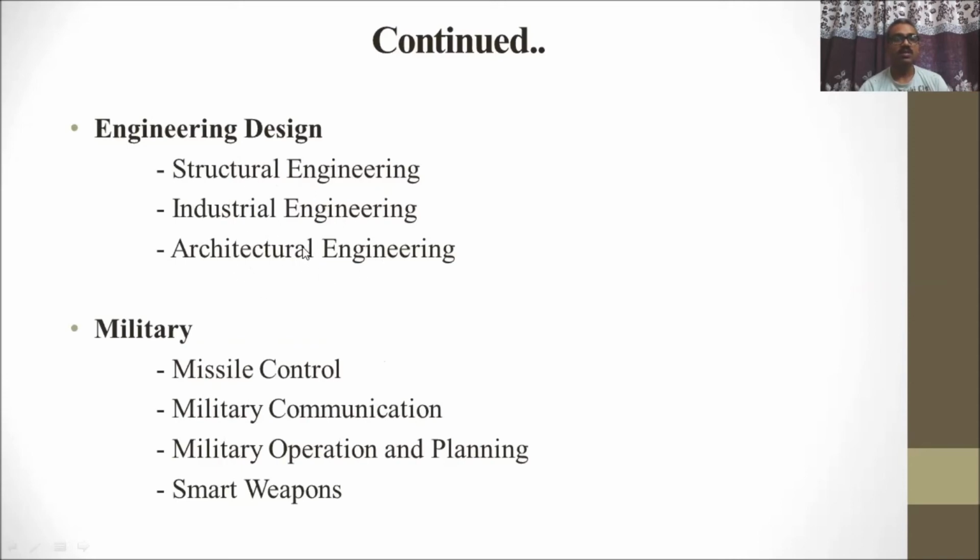So here, in the previous video, we discussed CAD and CAM, computer aided design and computer aided manufacturing software, which uses computer aided design to design structural engineering, industrial engineering, and computer aided manufacturing also designs the architecture of the engineering. So different software is used in engineering design. Military: missile control, military communication, military operation and planning, smart weapon.